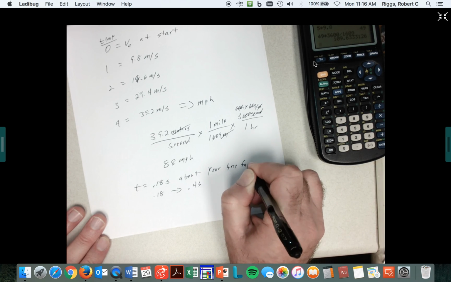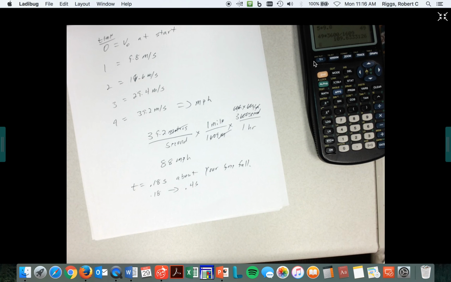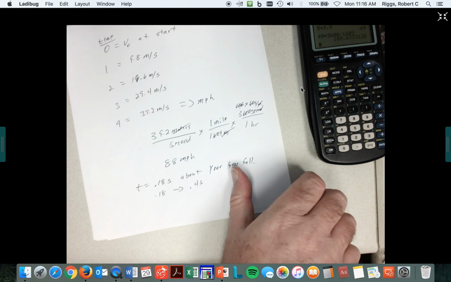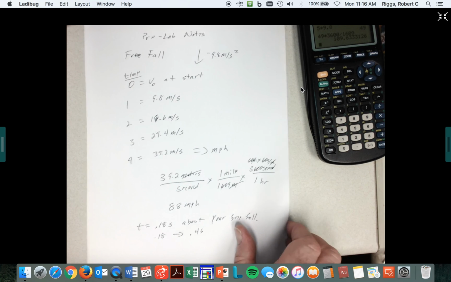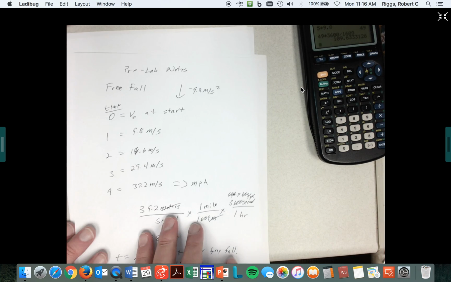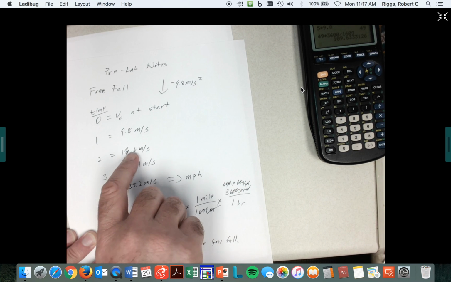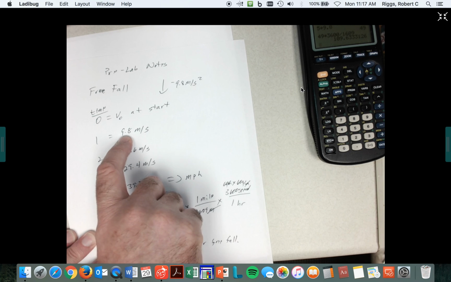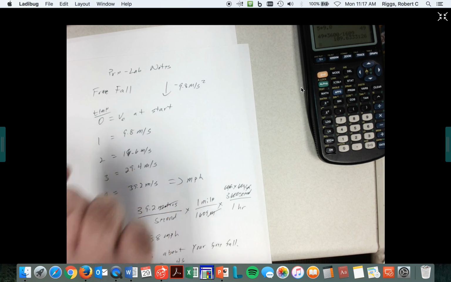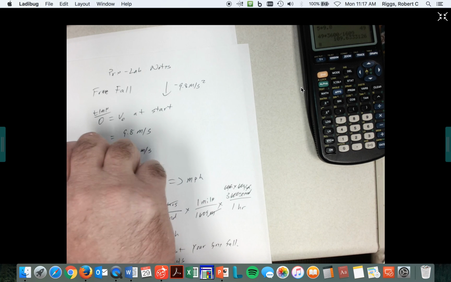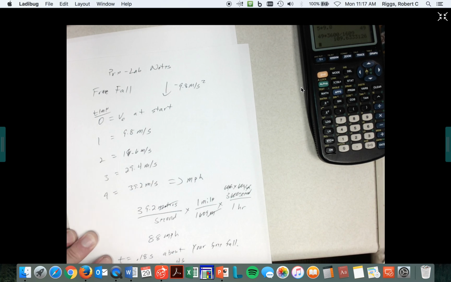But this is all about free fall, which means the pull of gravity and what an acceleration is. Basically, acceleration is the change in velocity over the change in time. If I take 19.6 minus 9.8 and divide by the change in time, the 1 second, I'll get 9.8 meters per second squared. So that's what acceleration is. All right, now I'm going to stop here and we're going to go on to track.